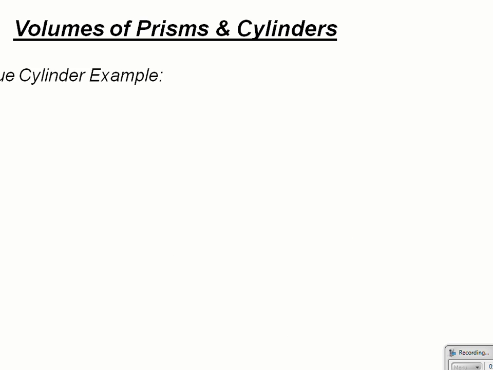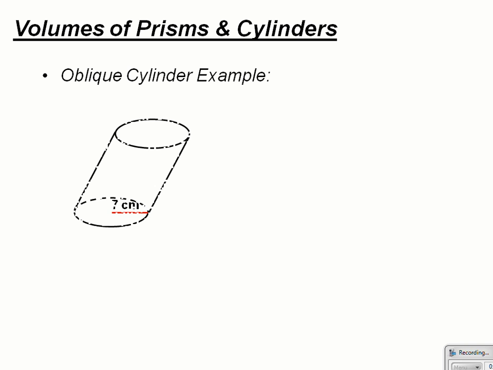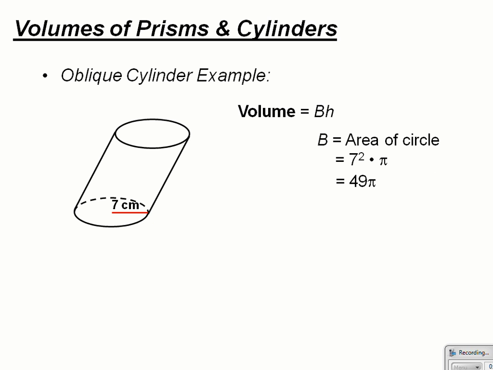Now, to continue on, let's use an example of a cylinder, or more specifically, an example using an oblique cylinder. Now, to find the volume of this oblique cylinder, again, we go right to the volume of the base times the height, area of the base times the height. And to find the area of this base is particularly simple because the area of the base, it's a circle. And to find the area of a circle, we just take the radius squared and multiply it by pi. So radius is 7, square it, we get 49 pi.